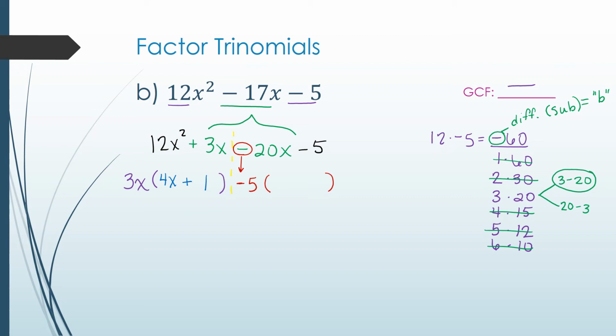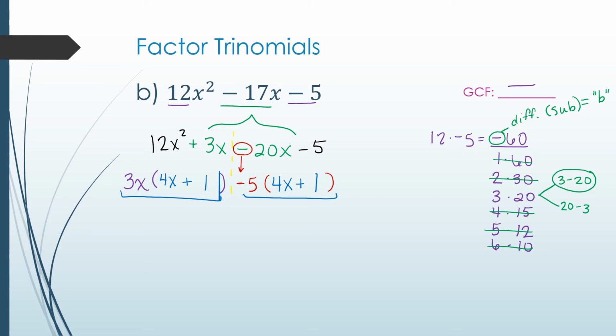Okay, so let's factor that out. Negative 20x divided by negative 5 leaves you with 4x. Negative 5 divided by negative 5, negative divided by negative is a positive 1. Well, looking at our two terms, term number 1 and term number 2, do we notice anything in common?